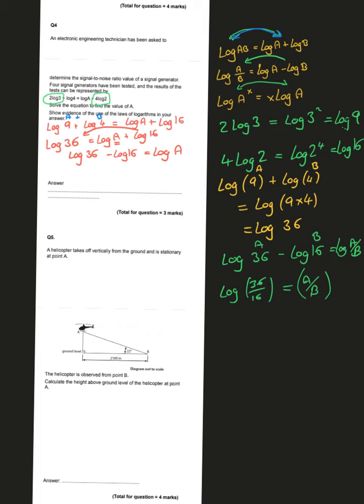And so now I have log of 36 over 16 is equal to log A. I could simplify it. 36 divided by 16 is 2.25, so log 2.25 equals log A. And all that happens now is the logs both cancel. So I've got log either side. Log of something is equal to log of something. Log of 2.25 is equal to log of A. The logs cancel and A is equal to 2.25.